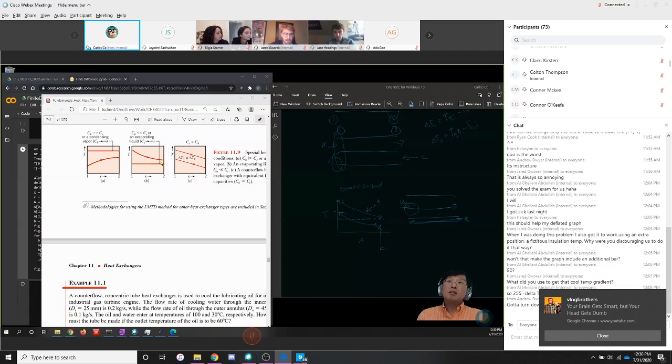Now, in this other situation, you've got exactly the opposite, right? Here it's your cold stream that's going to have a much, much higher heat capacity rate. Or notice in this other case, it says there is an evaporating liquid.